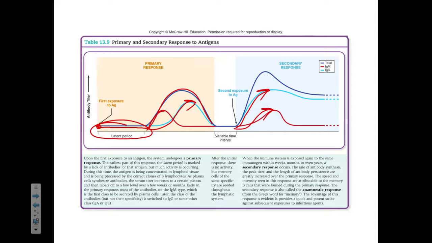And this is the goal of vaccination. We vaccinate somebody to initiate a primary response with a weakened or partial pathogen that doesn't have all the nasty symptoms, so that when they're exposed to the real deal, they'll have a secondary response with a much higher concentration of IgG and IgM, hopefully preventing them from getting sick.